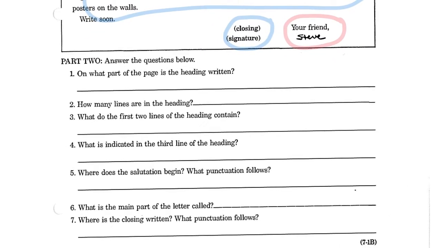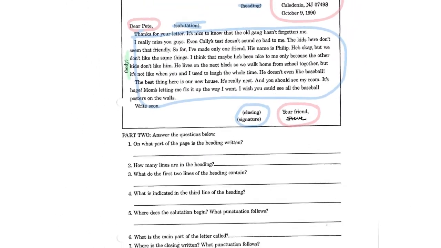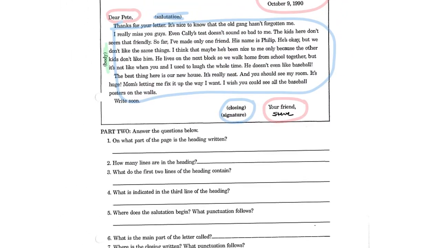On what part of the page is the heading written? So you look for heading. On what part of the page? So on that one, we would write the top of the page. How many lines are in the heading? Well, there's one, two, there's three. So you're going to finish answering the questions on this page.